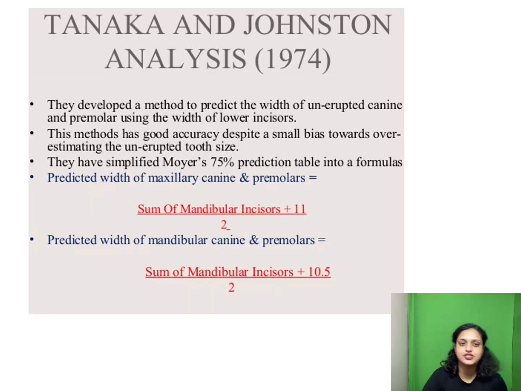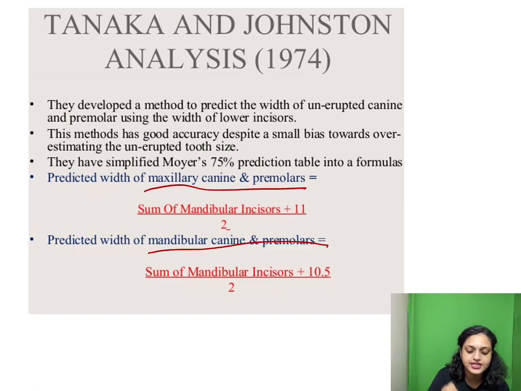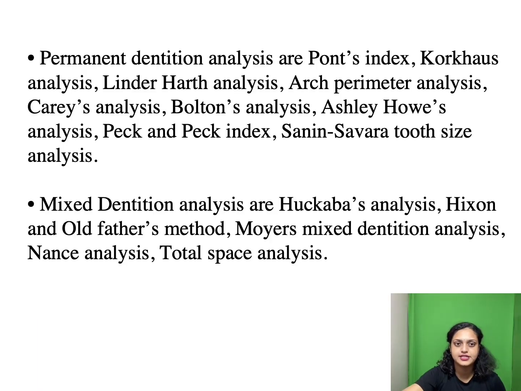Then came Tanaka Johnson's analysis. This is similar to Moyers. You use prediction tables, but they also give you a formula. Predicted width of the mandibular canine and premolar is the sum of mandibular incisors divided by 2 plus 10.5, and for the maxillary canine and premolar, the sum of mandibular incisors divided by 2 plus 11. So there is a formula involved. That's the Tanaka Johnson analysis, a non-radiographic analysis.